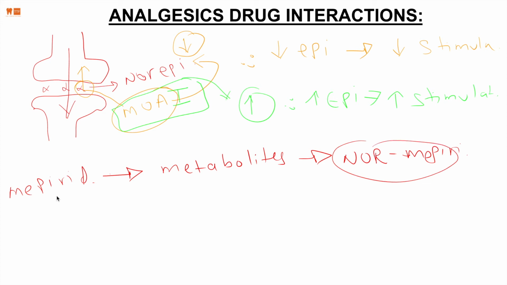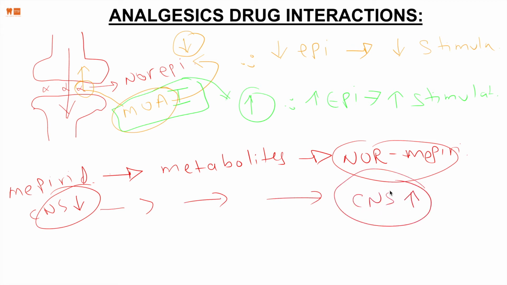See, meperidine ideally is a CNS depressant, right? It's an opioid, but its metabolite, normeperidine, is a CNS stimulant. Yep, that's the twist of the plot. Very, very important. Meperidine is risky with MAO inhibitors because normeperidine is a CNS stimulant and an MAO inhibitor is also a CNS stimulant. So I hope that's very clear there.